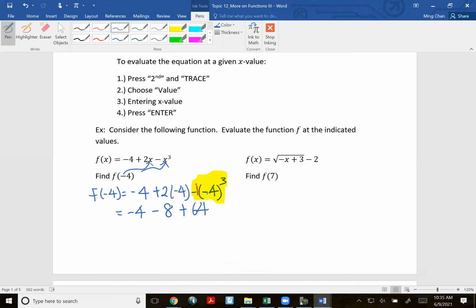All right. Negative 4 to the third means negative 4 times negative 4 times negative 4, which is negative 64. But this term is negative 1 times the negative 64, which will make it positive. So this is actually 64 minus 12, because negative 4 minus 8 is negative 12. So that'll give me 52.